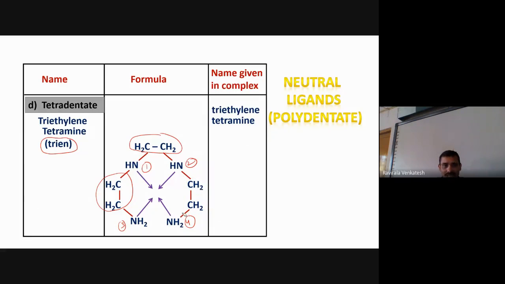Now let me see the denticity of this. What is the denticity? 1, 2, 3 and what? 4. The denticity is equal to 4 here. Here it is, here it is, here it is. So denticity is equal to 4. It is a tetradentate ligand, which comes under polydentate, neutral ligand. The important thing is that these do not have any charge.